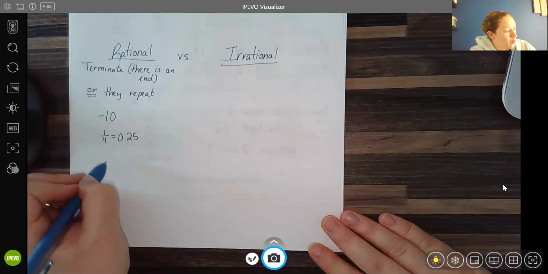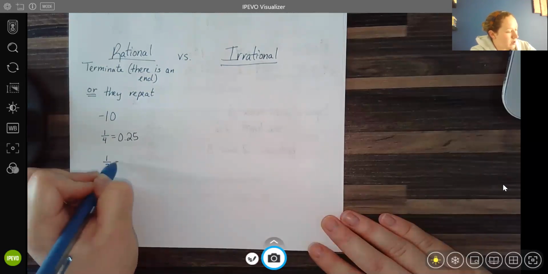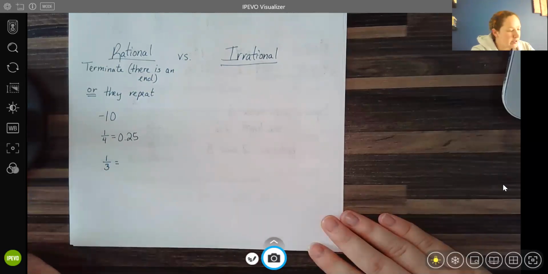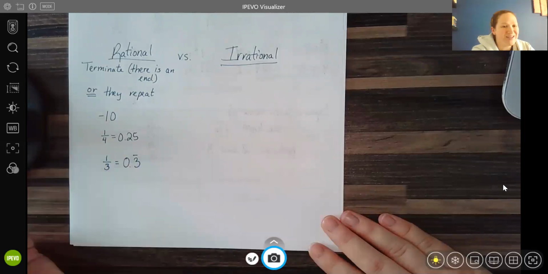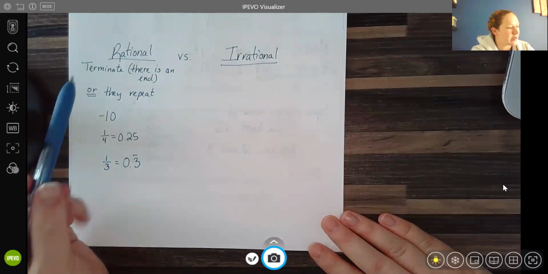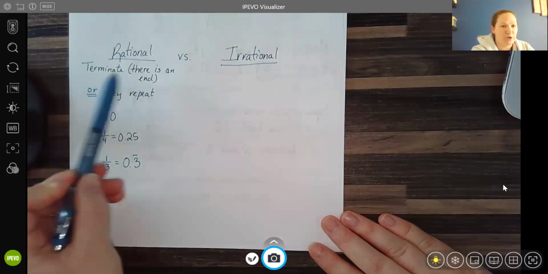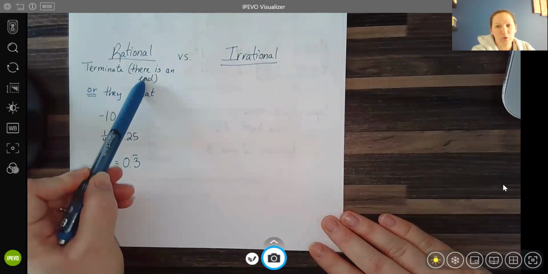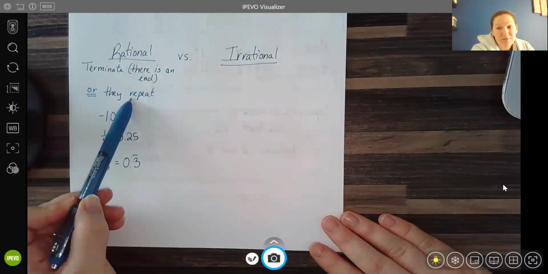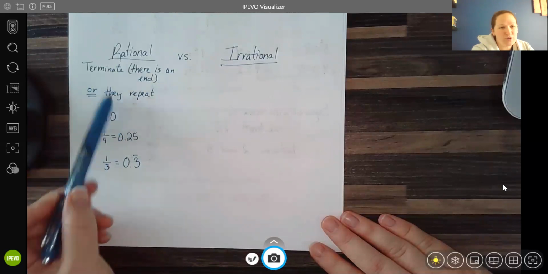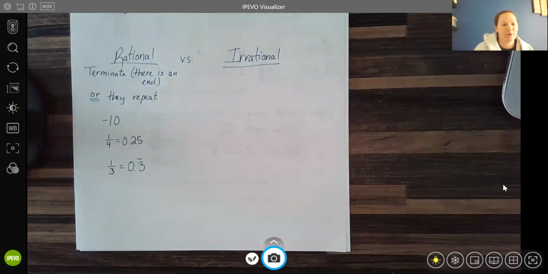I could do something like 1/3. Now, 1/3 is actually equivalent to 0.3 repeating. So it does not fit this criteria. There is not an end. It will repeat forever. But it repeats, right? And my rational numbers can do either one. Okay, so that's a nice example of a repeating decimal, but that is a rational number.